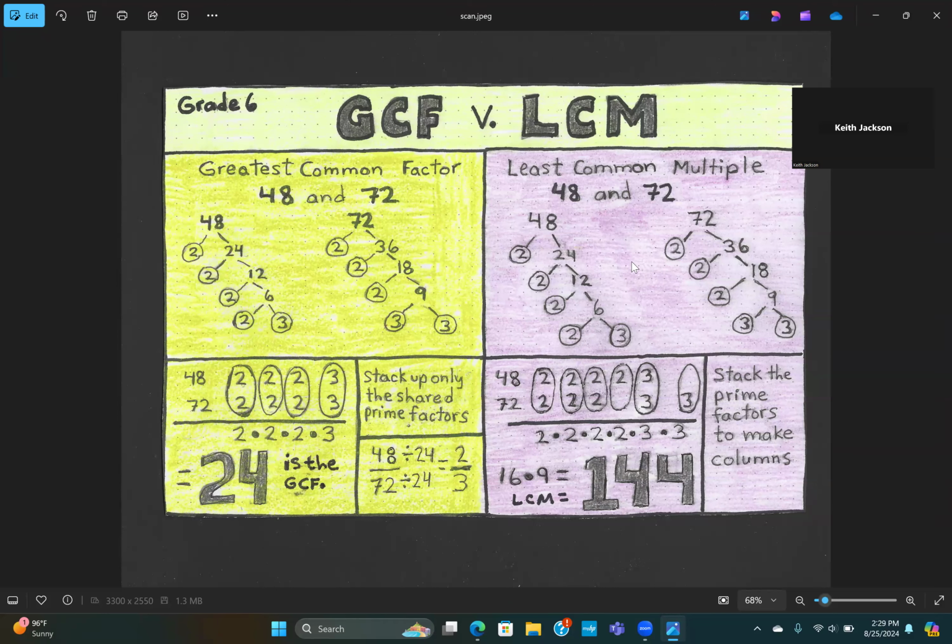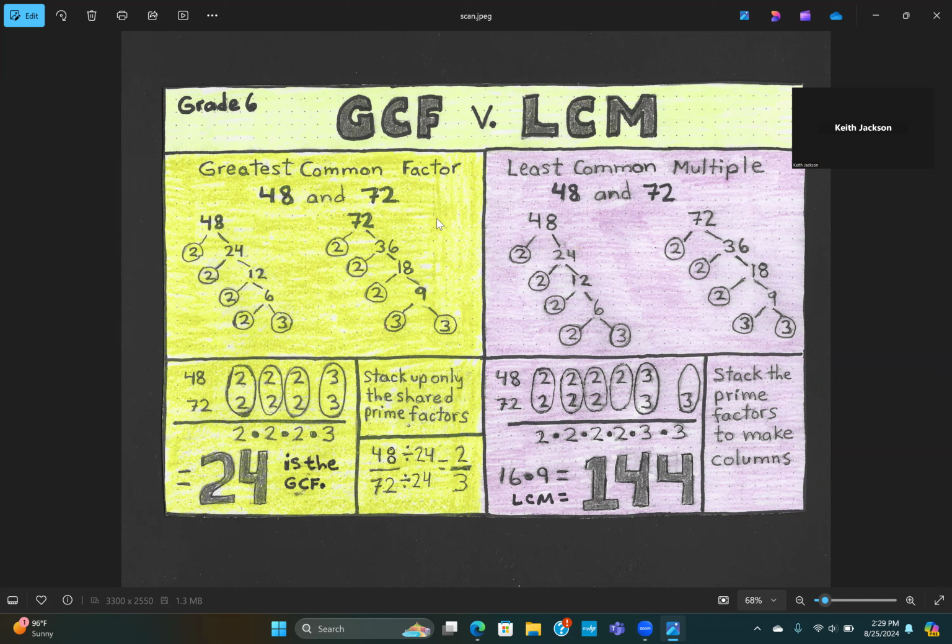Right now, you're looking at the second video in a series of just three videos related to how to find the greatest common factor and the least common multiple. And today, we're going to use two numbers, and those numbers are 48 and 72. First, let's talk about the greatest common factor of 48 and 72.